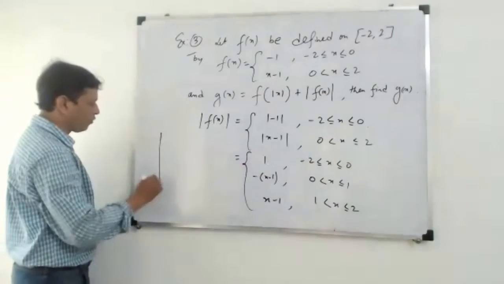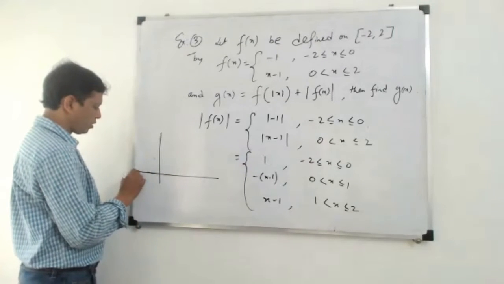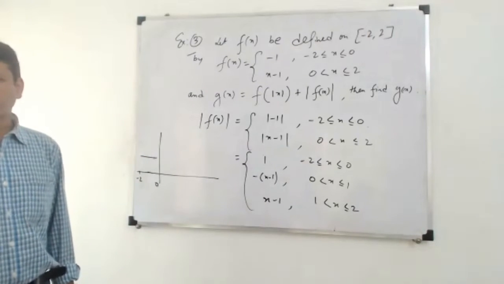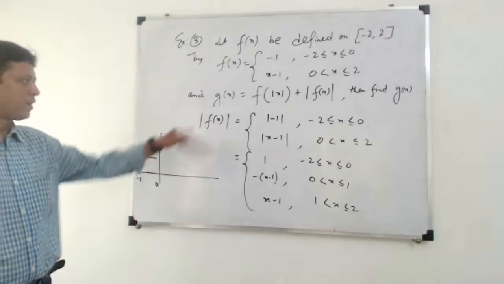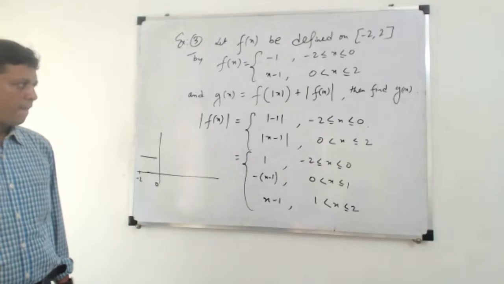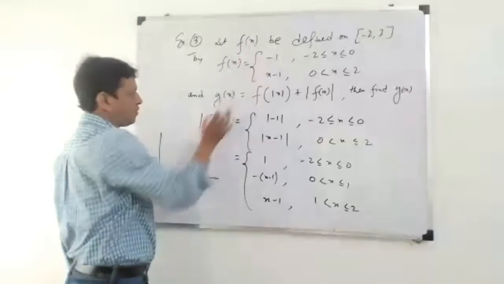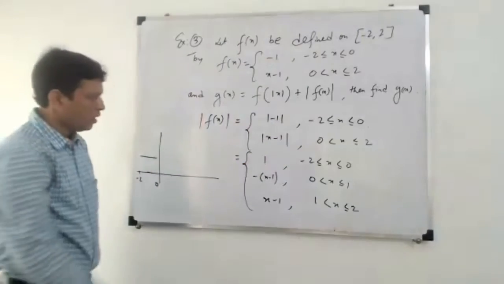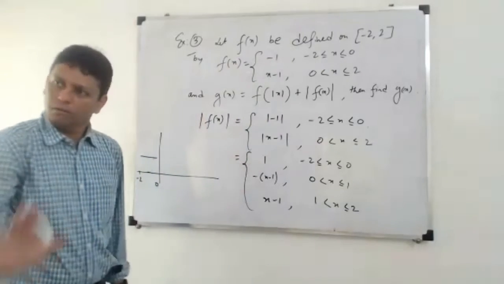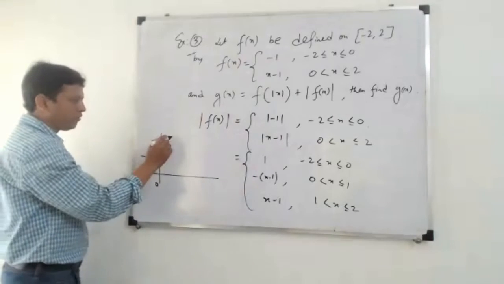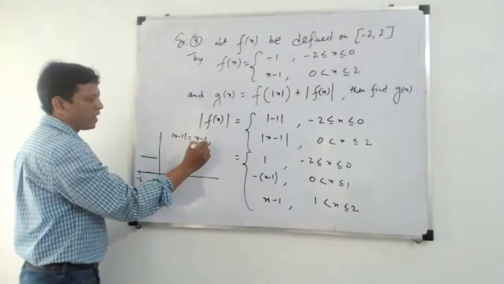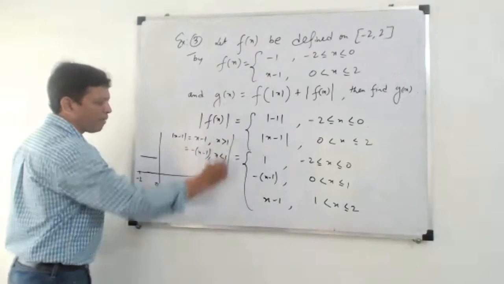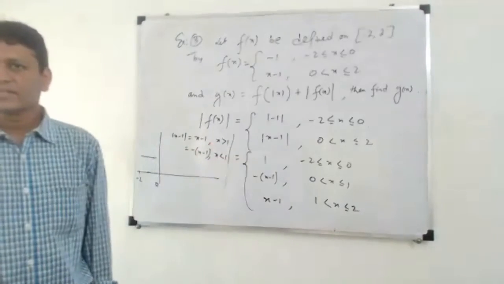That means the graph will be like this. -2 to 0. This is -2, this is the origin. The function will be like this, parallel to the x-axis. I'm writing mod f(x). I'm taking f(x), which is given. I'm taking mod, so mod of x minus 1. Then mod of -1 is 1. Now this one, let me again define mod x minus 1. Mod x minus 1 is x minus 1 when it's greater than 1, and equal to minus of x minus 1 when it's less than 1. That I'm applying here. Clear, Ishan?